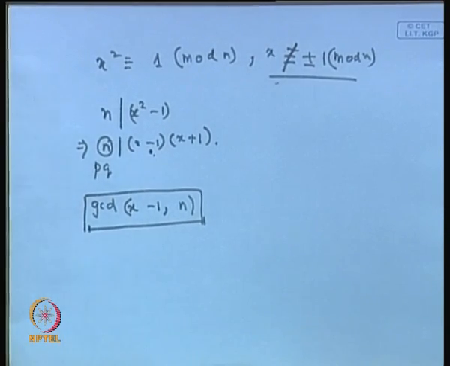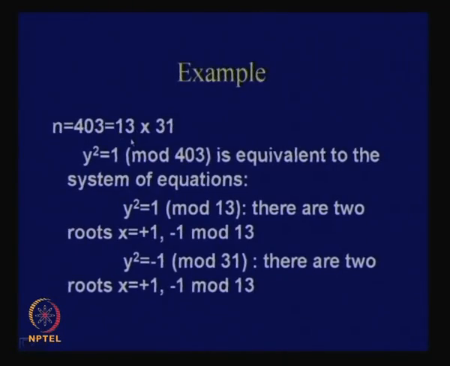We have got more examples to clarify this point. Let us consider 403, which is a product of 13 and 31. Suppose I am interested in computing the solution to the system y squared is equal to 1 modulo 403. This system is equivalent to y squared equal to 1 mod 13 and y squared equal to 1 mod 31. So, this has two roots, plus 1 and minus 1, mod 13 here and mod 31 here.